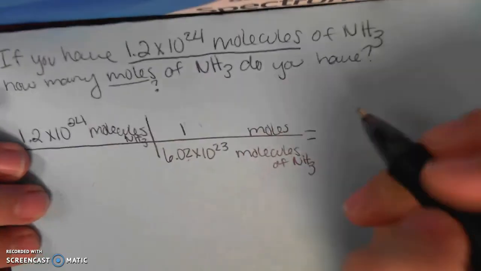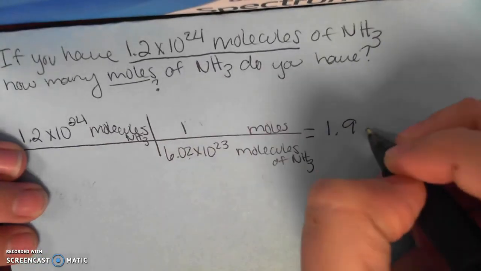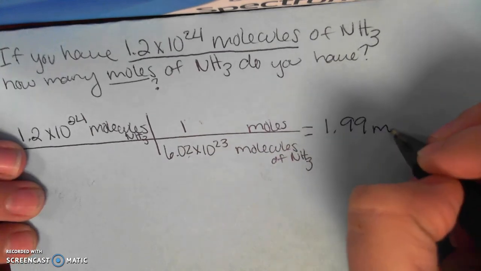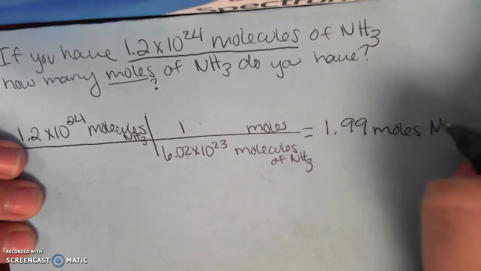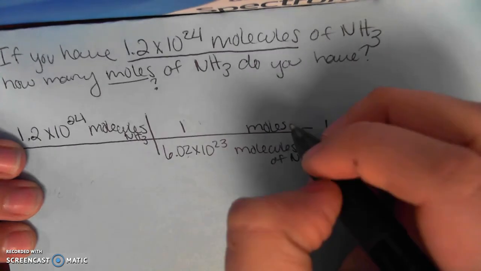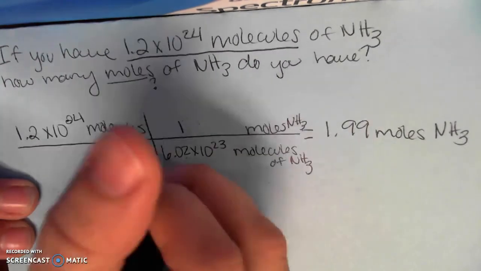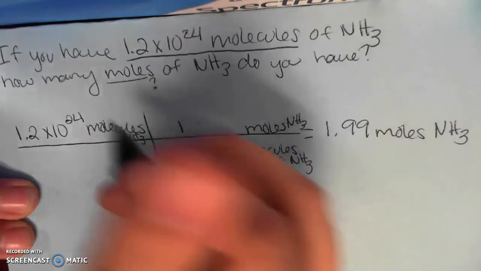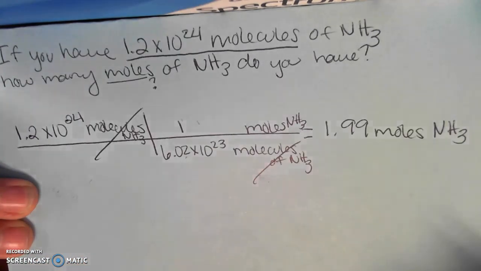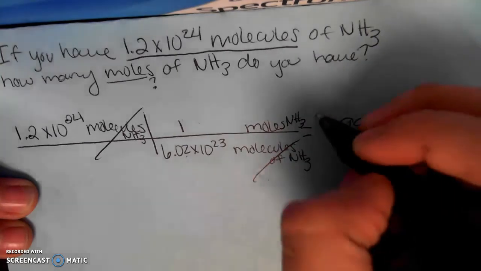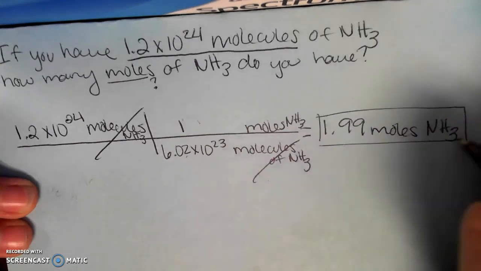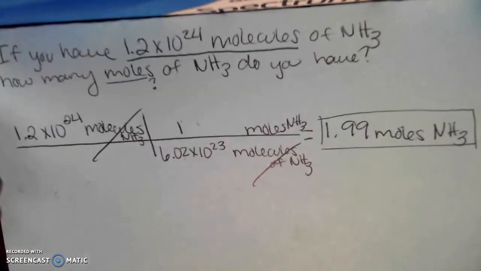Okay, so our answer here would be 1.99 moles of NH3. Okay, or we should have put NH3 here. Sorry, that's my fault. And then you can cross out molecules of NH3, because we canceled those out. Okay, so your answer should be right here, 1.99 moles of NH3.